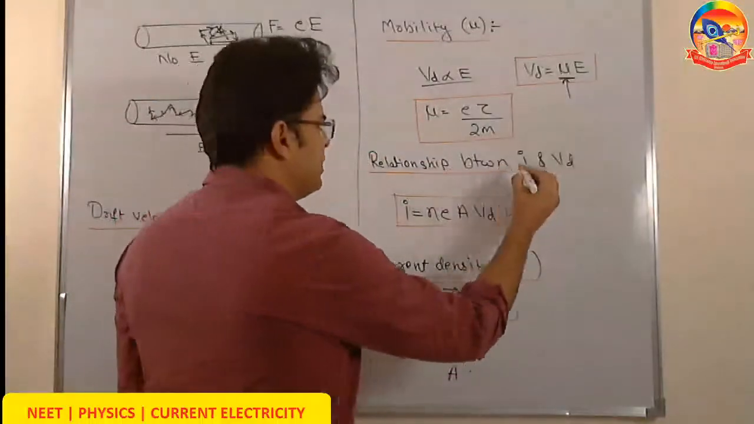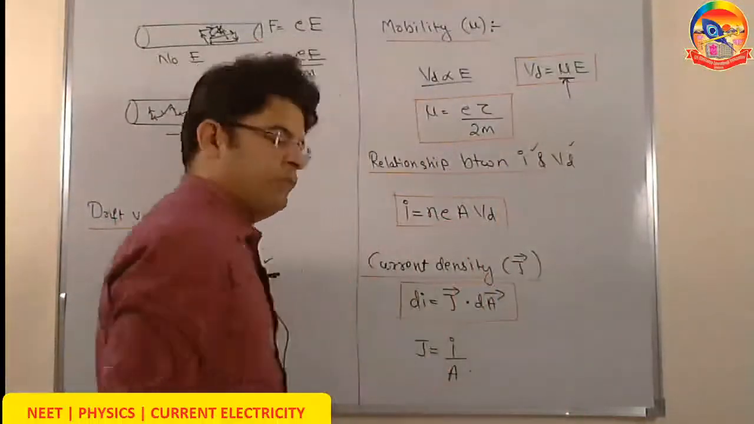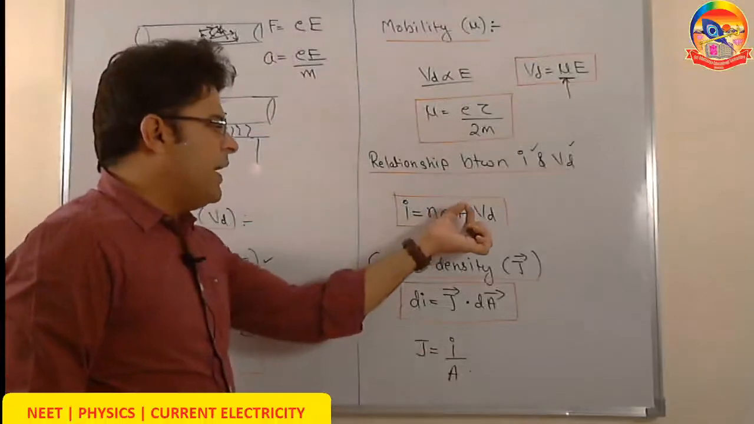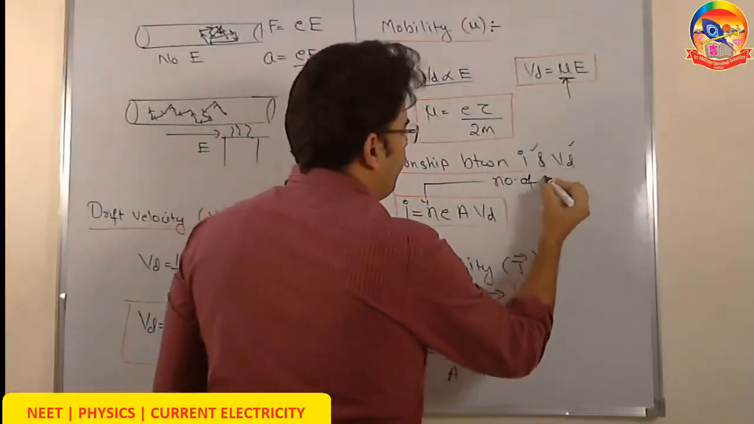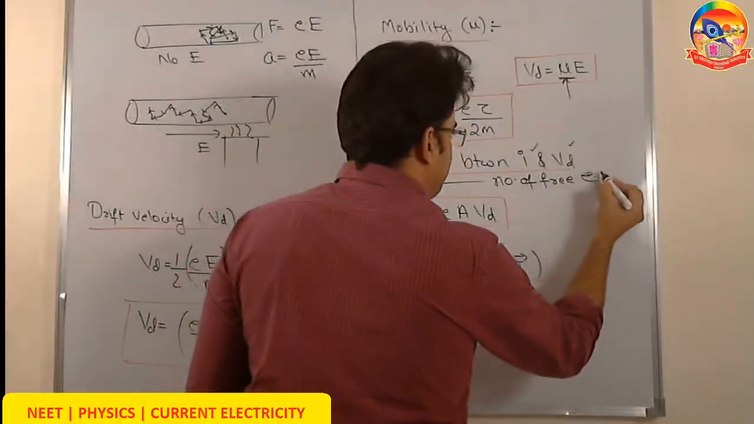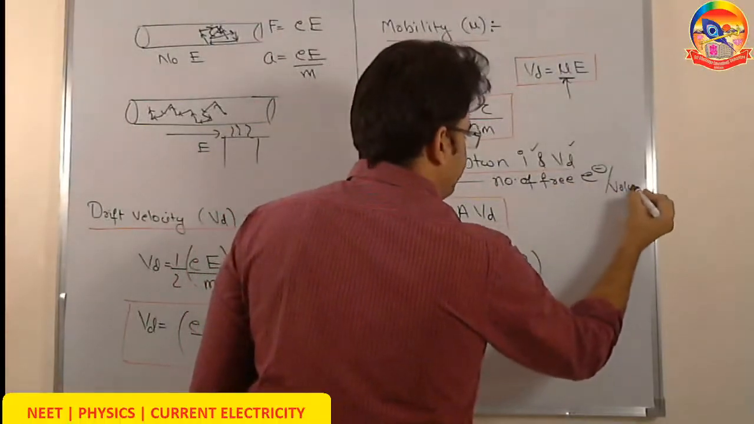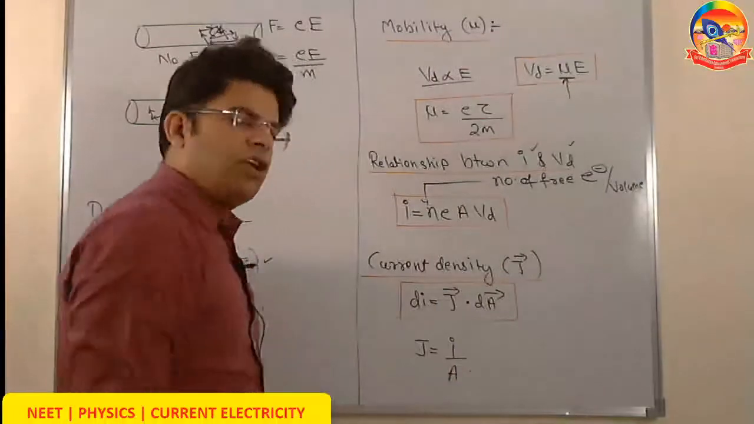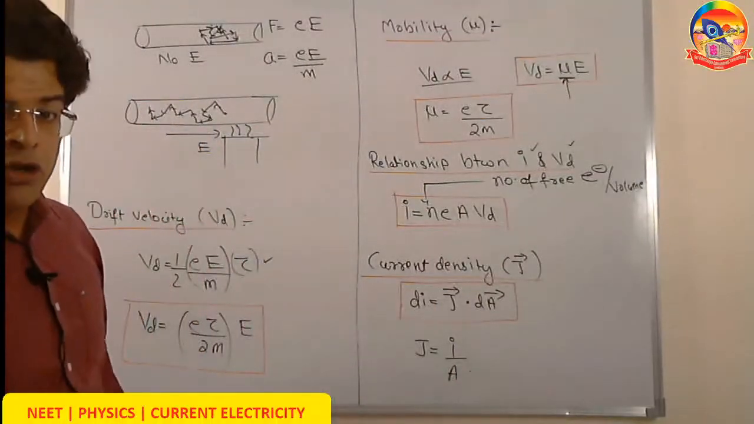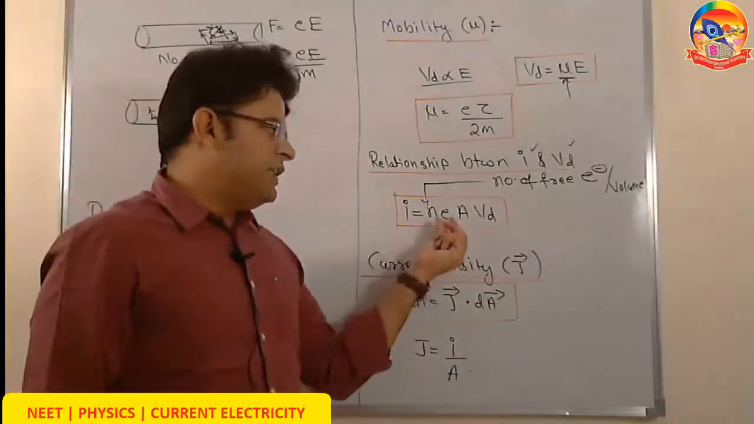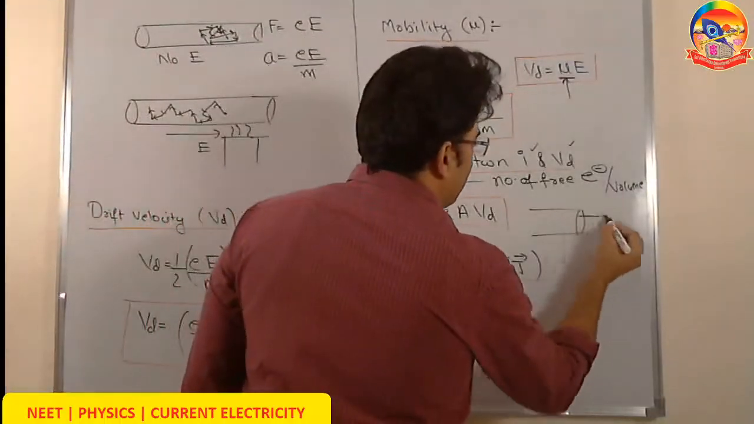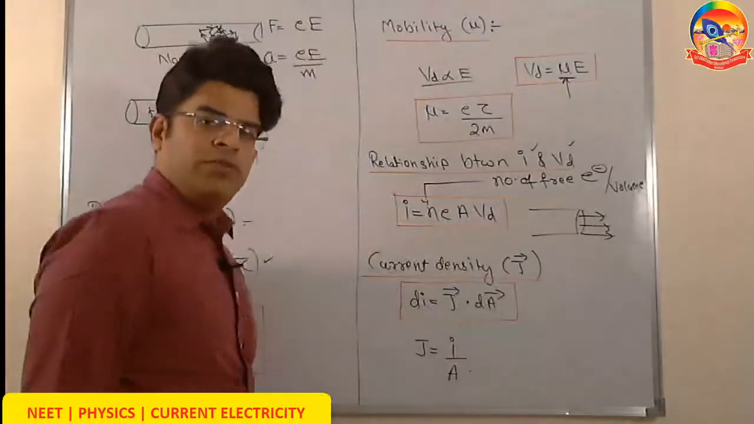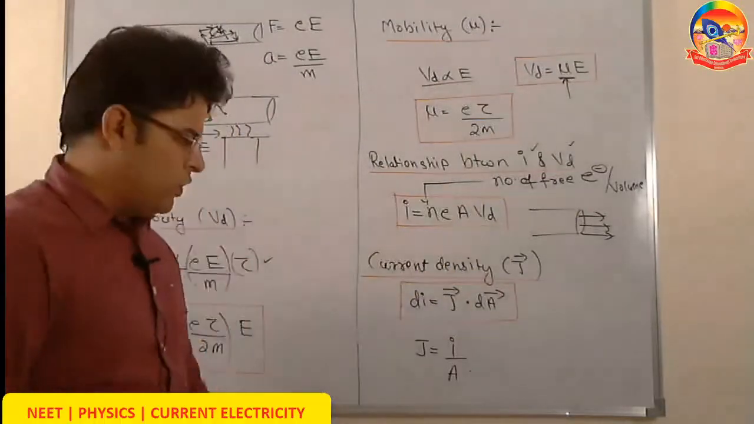What is the relationship between current and drift velocity? We say that I equals n e A vd, where n is the number of free electrons per unit volume. Remember that this is not at all the number of free electrons, this is the number of free electrons per unit volume. What is e? Charge on one electron. What is A? The cross-sectional area through which the current flows. And what is vd? The drift velocity.